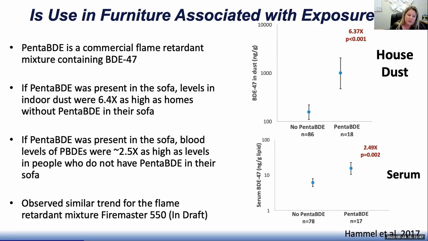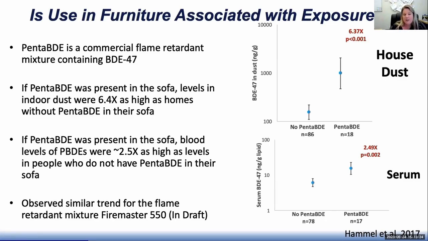We observed a very similar relationship when we looked at the serum levels of BDE47 in the participants. If Penta was confirmed as being present in their sofa, occupants of that home had on average 2.5 times higher levels in their blood compared to occupants in homes where Penta was not present. So again, this reinforced the notion that yes, the furniture is likely a primary source of our exposure to this compound. It's not typically diet. Certainly diet can be an exposure pathway, but maybe not as important as the furniture. And if we wanted to do something about this, then we need to remove that source.